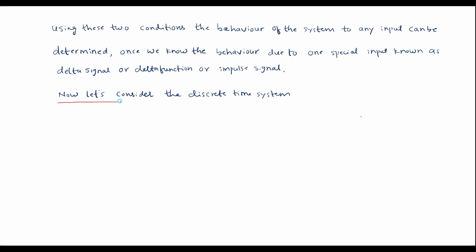Now let's consider the discrete time system. Consider discrete delta signal, that is delta of n, as an input to the system.